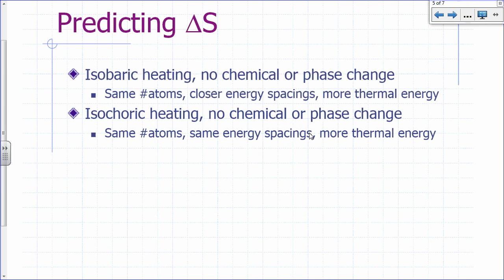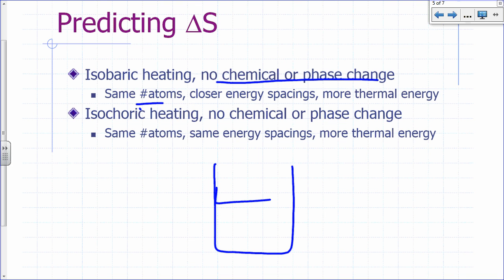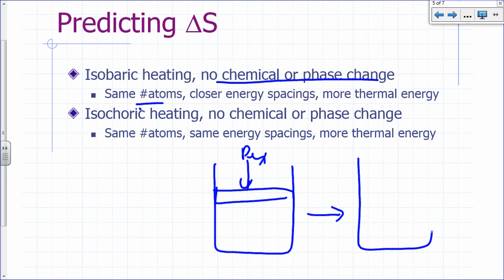So let's predict delta S based on that. If you do isobaric heating, with no chemical or phase change, you're looking at the same number of atoms. What happens when you're doing an isobaric heating? Let's imagine an ideal gas. The external pressure is constant. We're allowing your gas to expand when you heat it. If you want the pressure to remain the same, you have to allow the gas to expand.